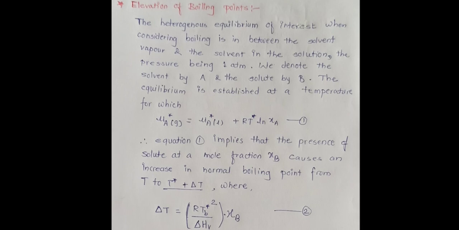In today's lecture, we are going to see the elevation of boiling point, the first colligative property, in detail. The heterogeneous equilibrium of interest when considering boiling occurs between the solvent vapor and the solvent in the solution. The pressure is 1 atmosphere. As we have seen, the elevation in boiling point occurs only when the vapor pressure of the solution or the solvent becomes equal to the pressure of the surroundings, that is 1 atmosphere.